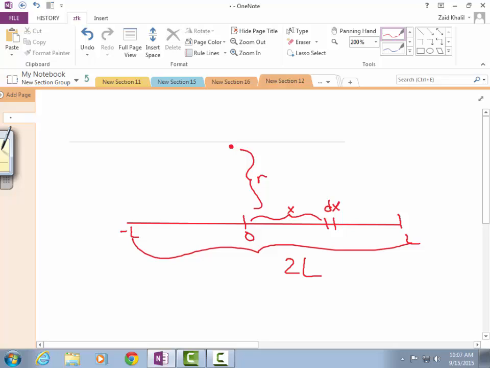And so what do you have here? Let's suppose it's uniform charge density, meaning lambda is constant, and lambda is always equal to dq over dx. So this right here is your dq, which has length dx. Now, what is the electric field at that point from that element?